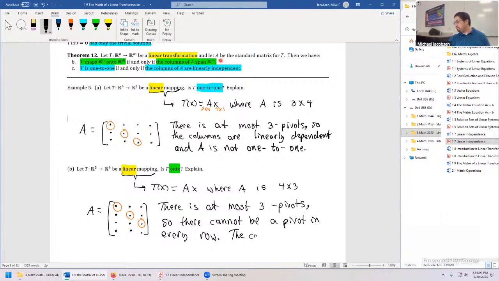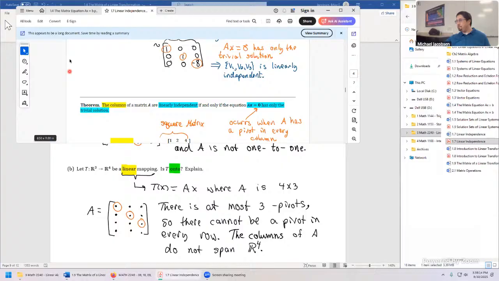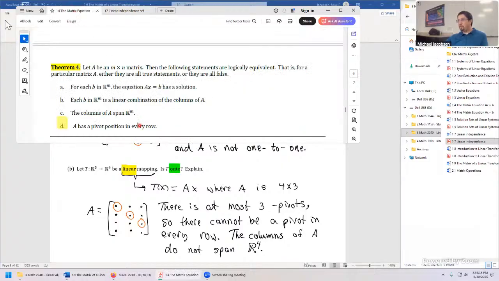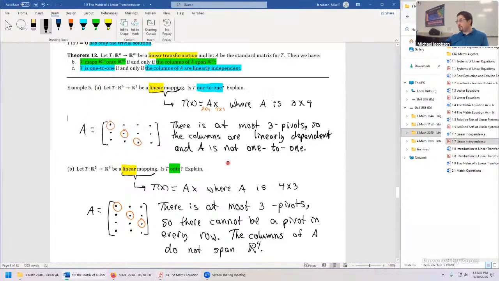The columns of A do not span R4. And this was such a big theorem, it's not a bad idea to just look at it once more. We have part D as false. The pivots do not occur in every single row of our matrix A. That means we cannot span Rm. The m is this dimension for R4.